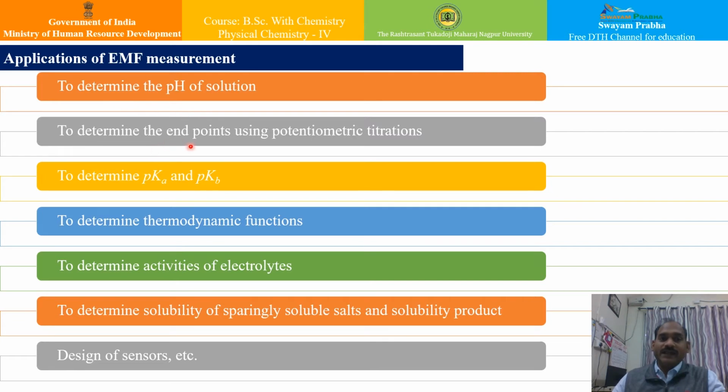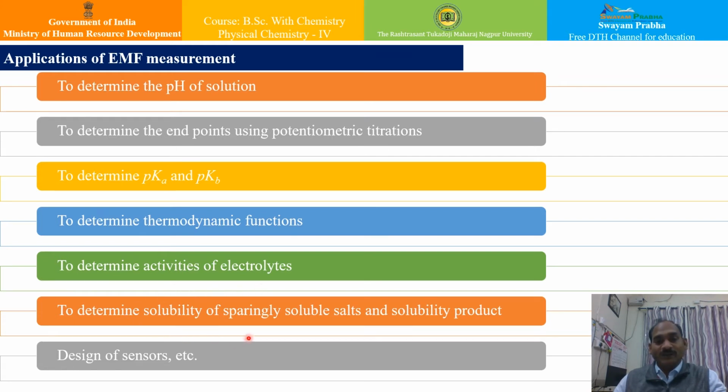We can determine the endpoints using potentiometric titration. We can determine pK values of acid and base. We can determine the various thermodynamic functions, Gibbs free energy, enthalpy, entropy, using the Gibbs-Helmholtz equation, and the idea of delta G is equal to minus nFE. So there are various applications.